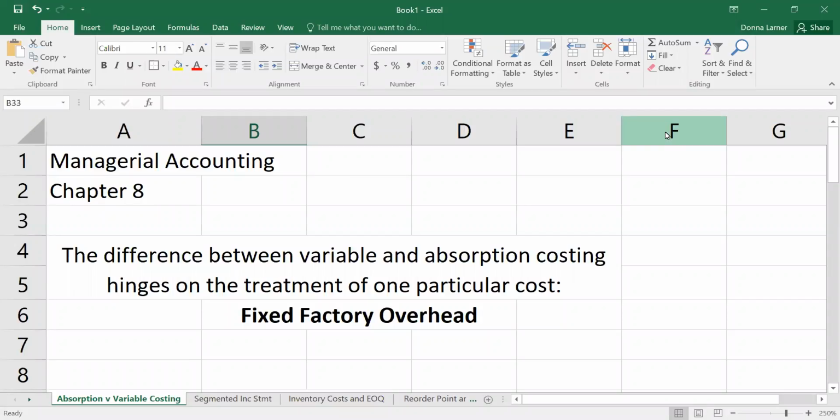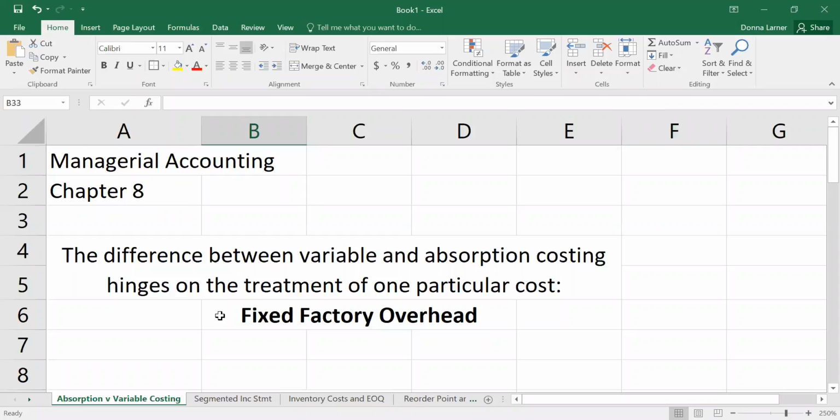Chapter 8 already. This chapter is going to look at something called absorption and variable costing. Big fancy words, but honestly you already know one of them and the other's not very hard to learn. We're going to look at a few other things in the chapter, several different concepts, all kind of interrelated and all pretty easy. Let's just take them one at a time and work through them.